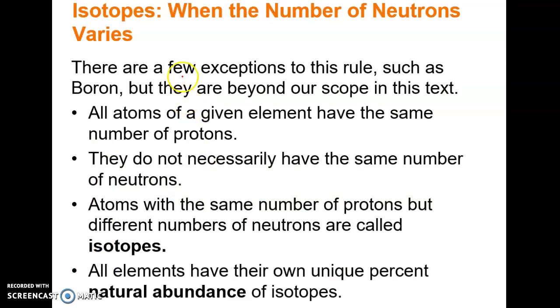All right, isotopes. This is when your number of neutrons varies. All atoms of a given element have the same number of protons. So helium, for instance, will always have 2 protons. They do not necessarily have the same number of neutrons. Atoms with the same number of protons but a different number of neutrons are called isotopes. All elements have their own unique percent natural abundance of isotopes.